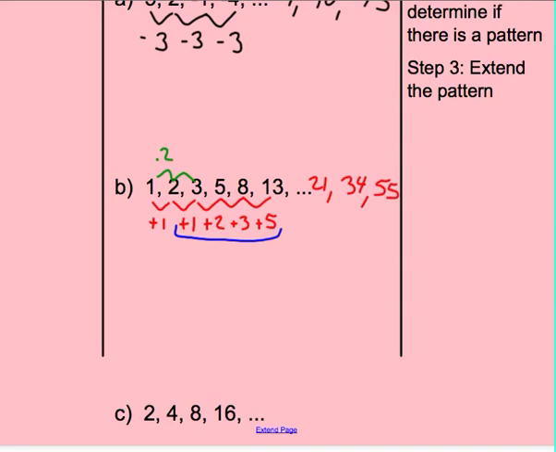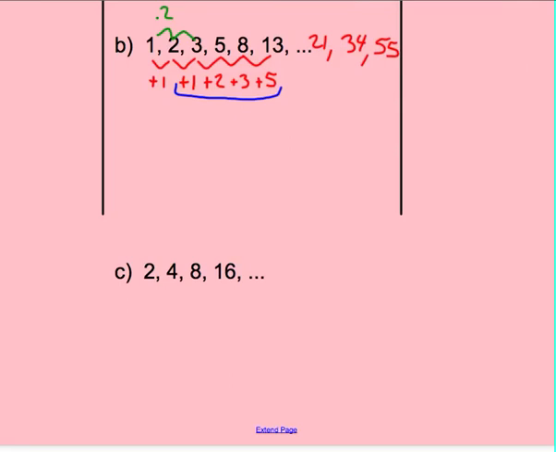All right, last example. Hopefully you guys recognize fairly quickly, we've got a common ratio on this one. 2 times 2 gives me 4, times 2 gives me 8, times 2 gives me 16. So the next three terms, 16 times 2 gives me 32, times 2 is 64, times 2 is 128.